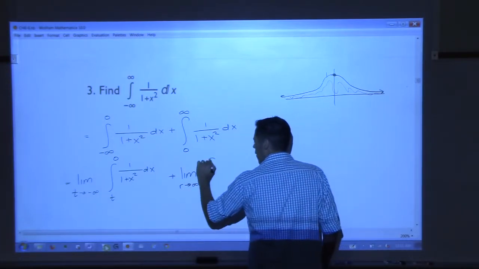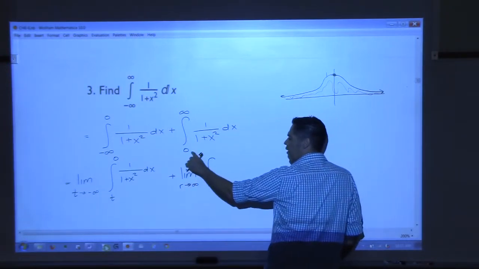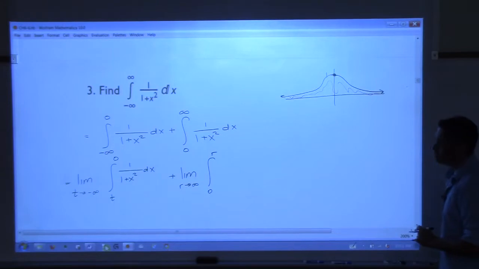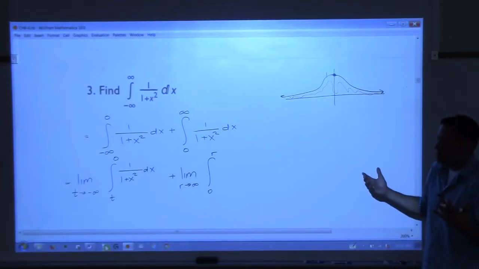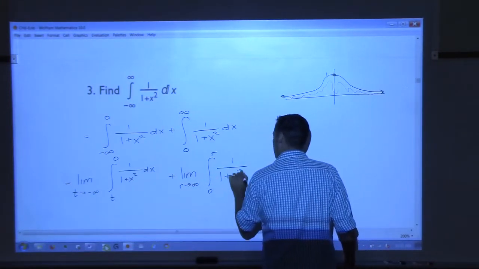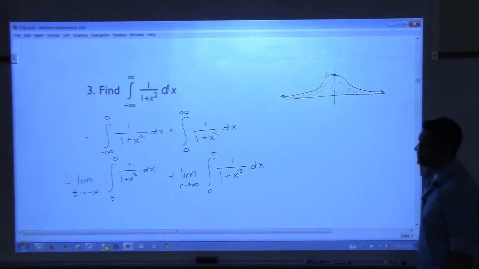R goes to infinity, integral, and now I'm leaving this to be 0, and this is going to be my r, right? Does this make sense? All I'm doing is the same thing we just did, but I've got two integrals now instead of one. All right. Next step. Yep. So I would do what? Antiderivative, right? We need the antiderivative now.